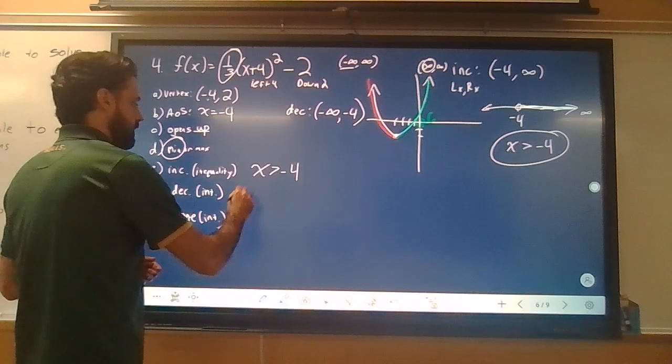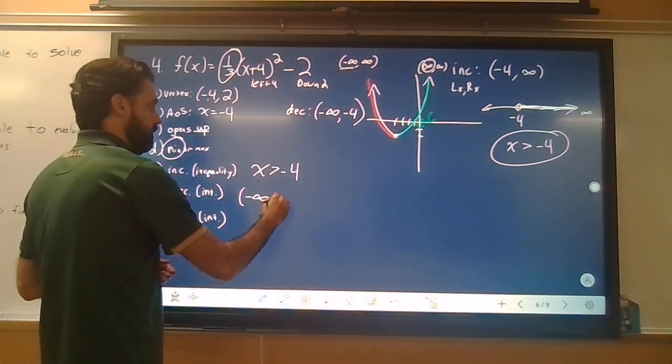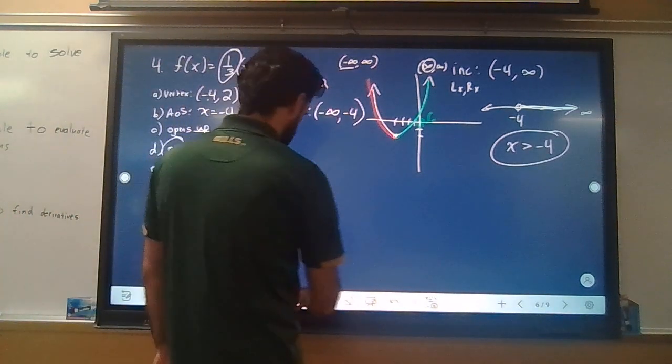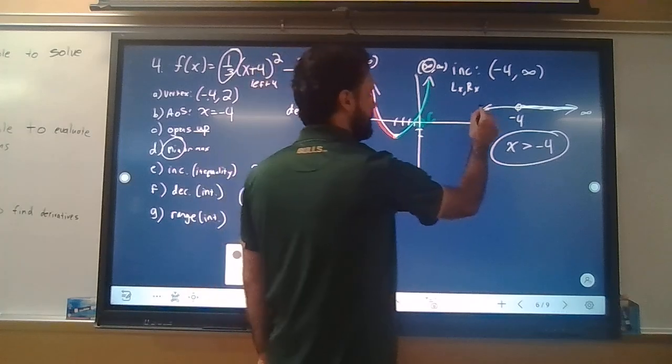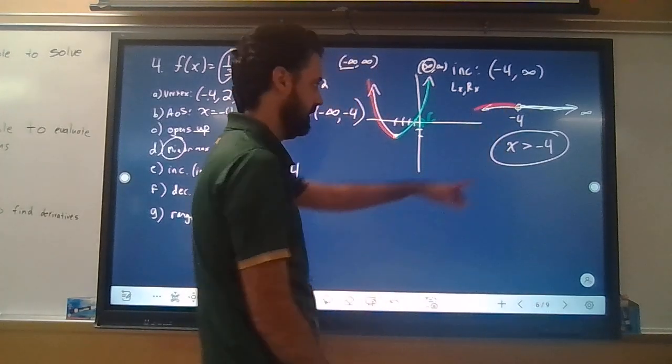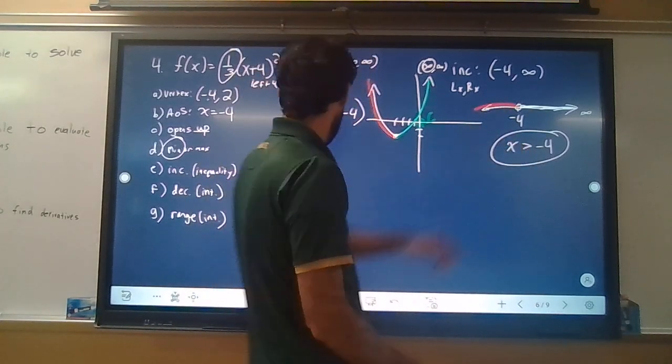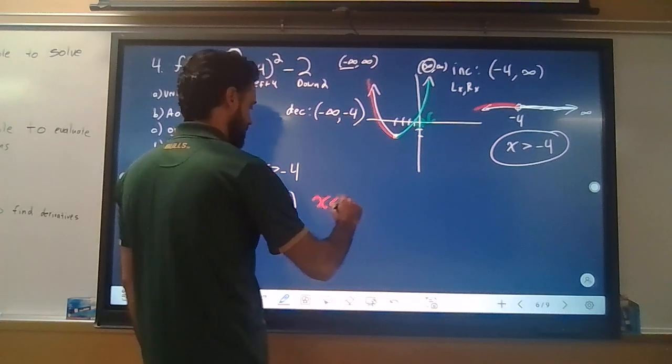That's our answer. It didn't ask for it, but if we were to put this on a number line, it would be this portion over here, which is less than instead of greater than. So if we were to do this one, it would be x is less than -4.